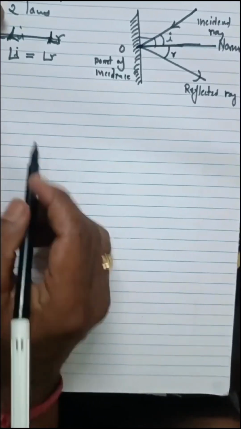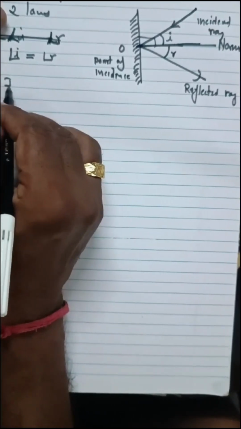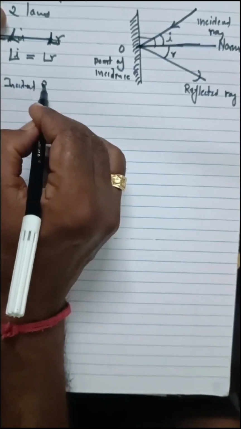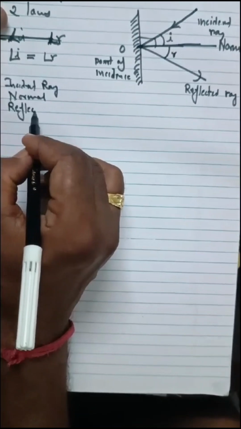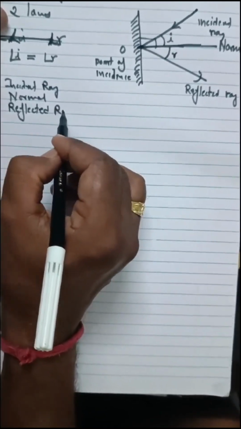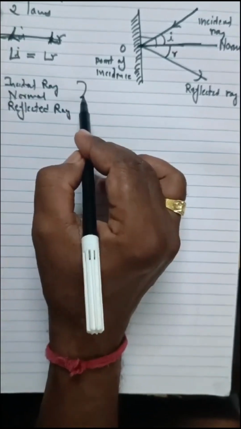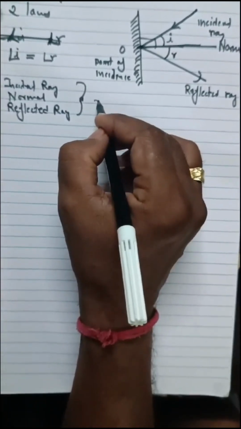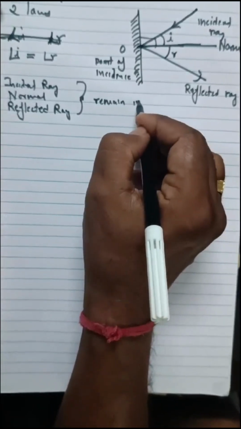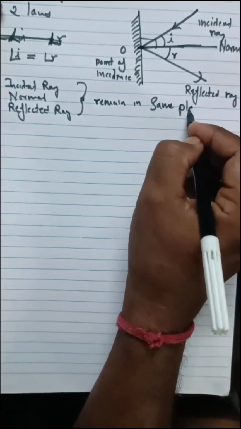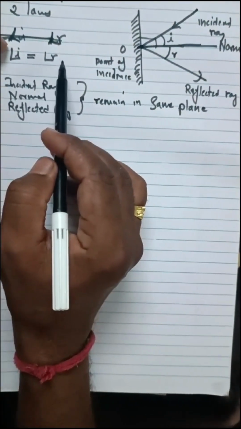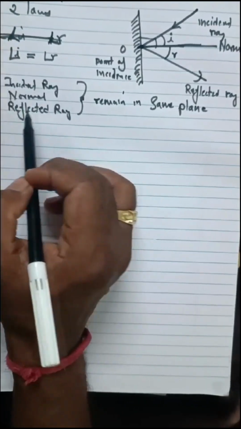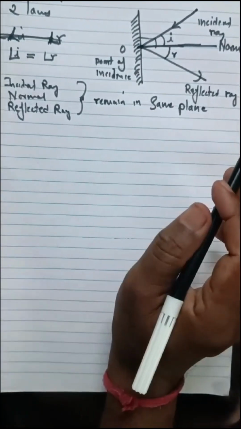The second law is that the incident ray, the normal, you know what the normal is, and the reflected ray, all three remain in the same plane. What do you mean by this? This is the second law. The first law is that the angle of incidence is equal to the angle of reflection, and the second law says the incident ray, normal, and the reflected ray all fall in the same plane.